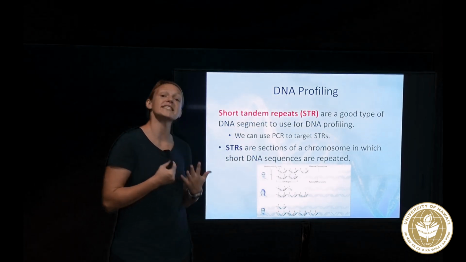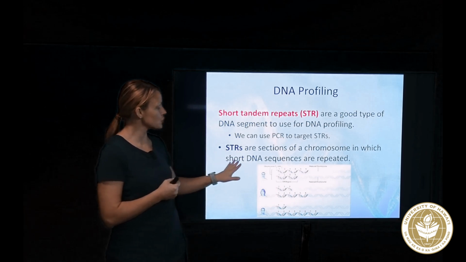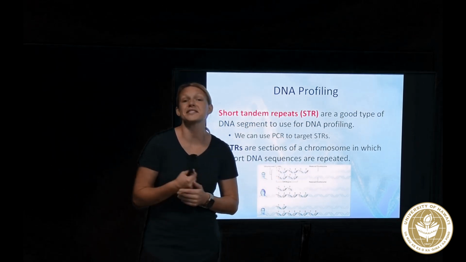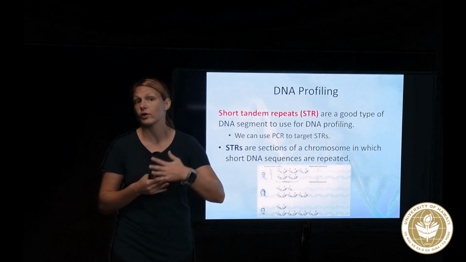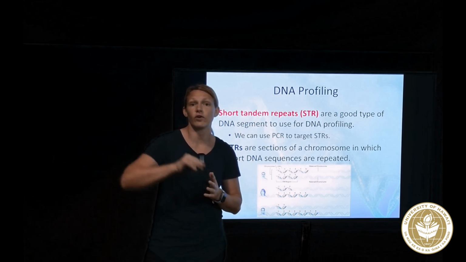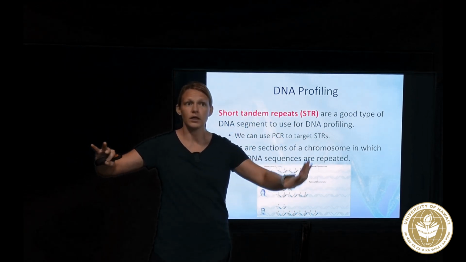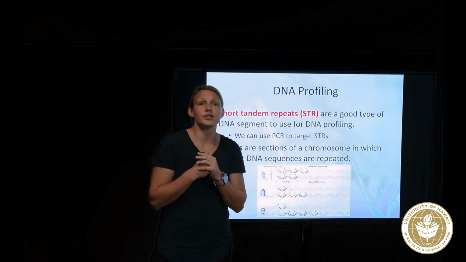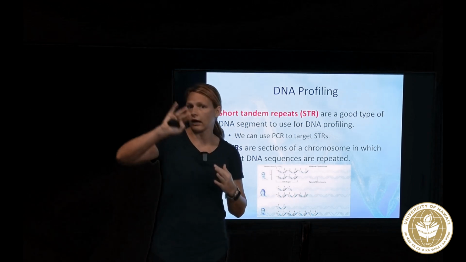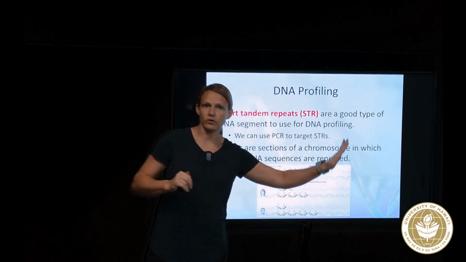STRs are just sections of a chromosome in which short DNA sequences are repeated. So for example, the sequence AGC may be repeated over and over again. And the number of repeats are going to vary from one person to another person. So say that sequence AGC, I have that repeated 10 times. You might have it repeated 8 times or 6 times or 4 times.